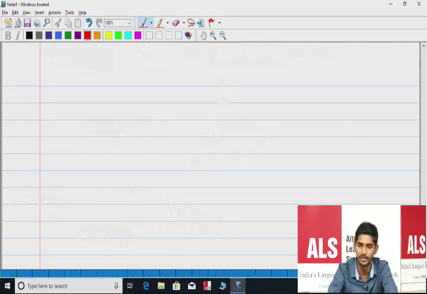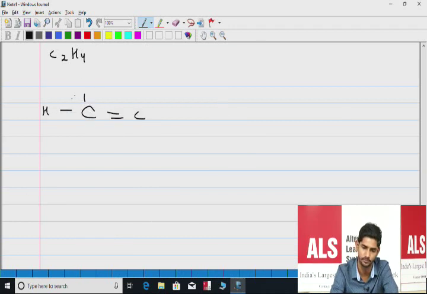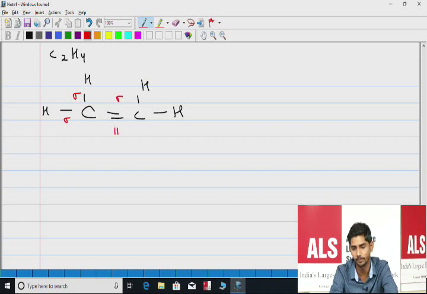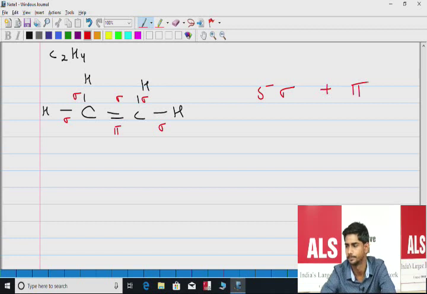Okay, let's check out the new example. We have got C2H4. So C2H4 actually looks like this. Look at this. Sigma bond, sigma bond. In the double bond, we have got 1 sigma and 1 pi. Sigma bond and the sigma bond. So we can check out, guys, 1, 2, 3 to 5. 5 sigma plus 1 pi.